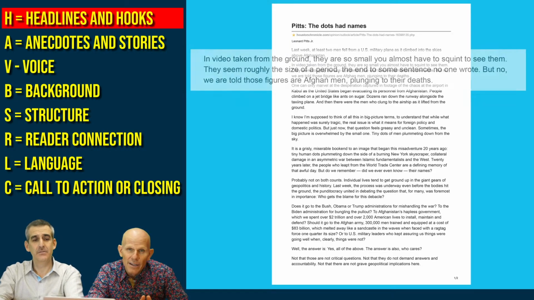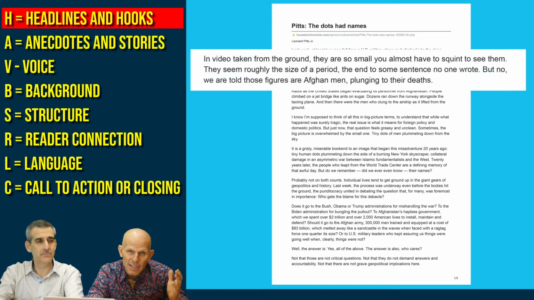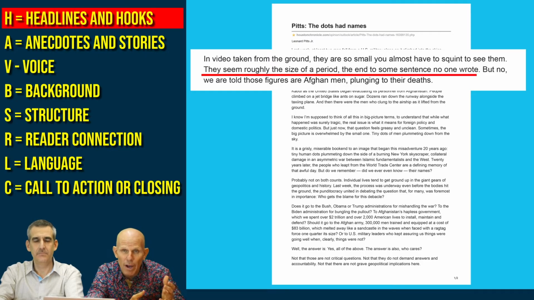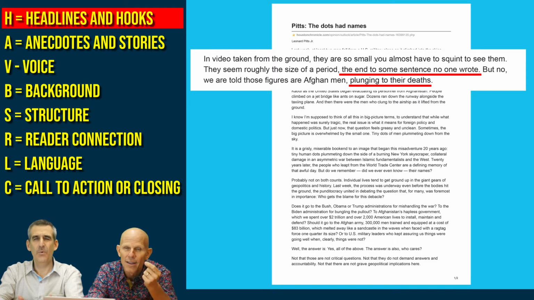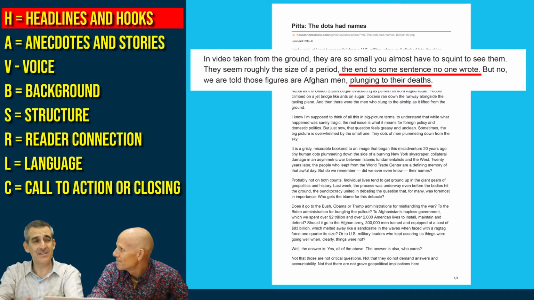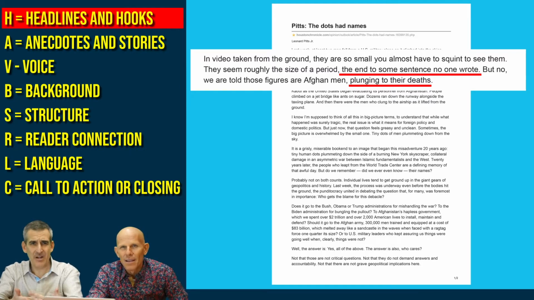Good. So I highlighted a beginning part of the text, and I'm pairing it with the end part of the text. Notice at the beginning, he's saying in a paragraph that these men that were in the video that were falling to the ground were the size of a period. And then he says the period was an end to some sentence that no one wrote. Wait a second. The period is the end of a sentence that no one wrote? Yeah. All right. Analyze that. Break that down for me and tell me the so what.